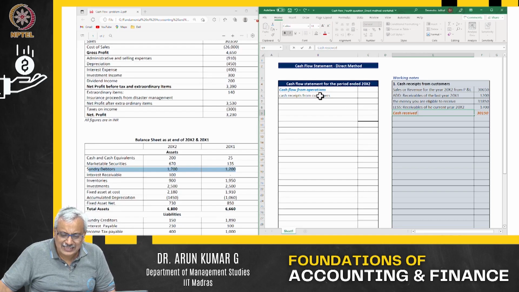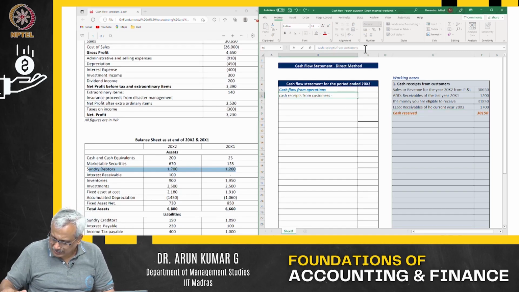So, what happens? Cash received from customers, let me code it as 1, because that is what I am doing. Cash received from customers in this particular case is this amount of cash received from customers.